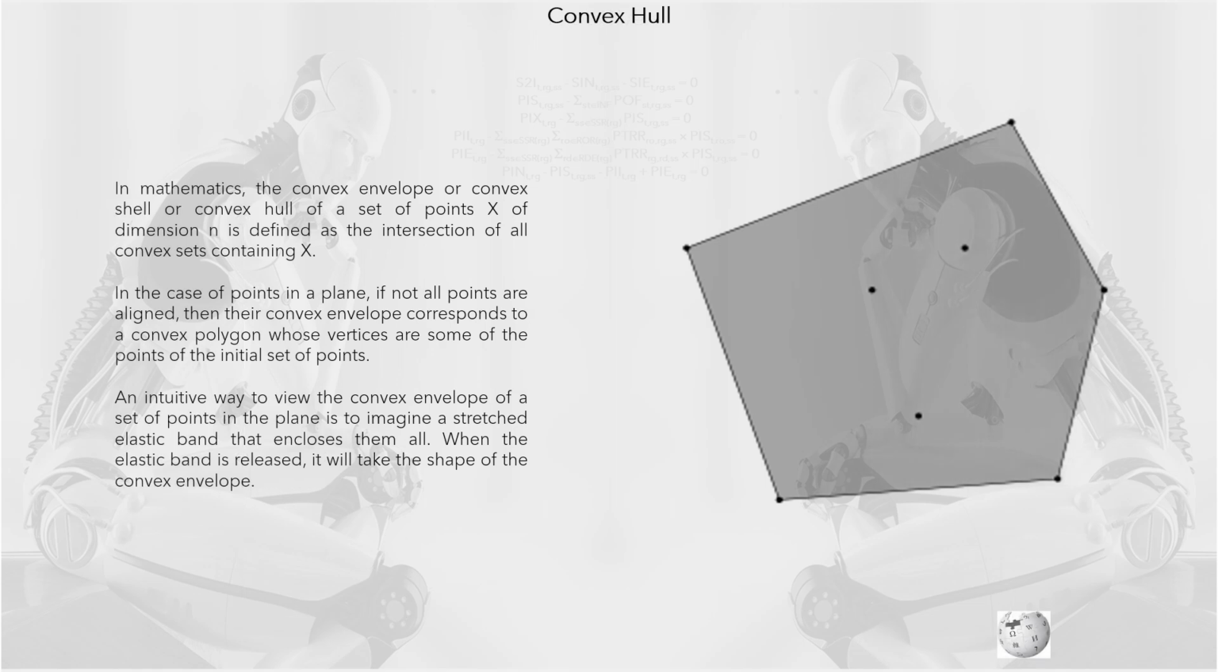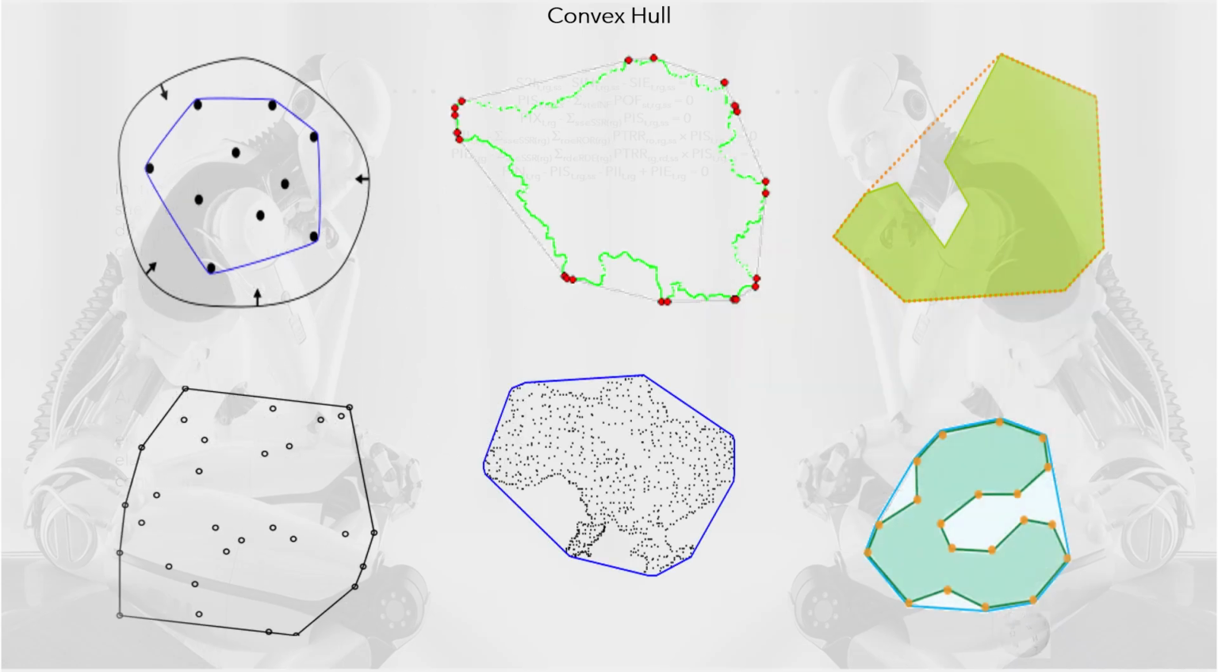In the case of points in a plane, if not all points are aligned, then their convex envelope corresponds to a convex polygon whose vertices are some of the points of the initial set of points. An intuitive way to view the convex envelope of a set of points in the plane is to imagine a stretched elastic band that encloses them all. When the elastic band is released, it will take the shape of the convex envelope. The image presents several examples of a two-dimensional convex hull.